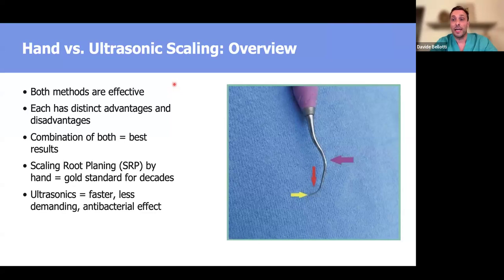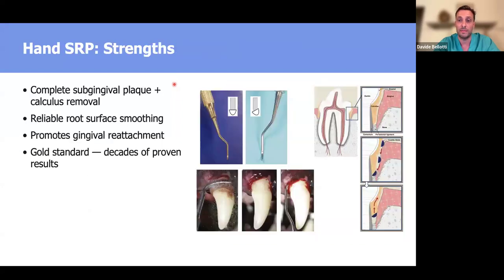Hand or ultrasonic scaling. Closed root planing can be done with hand, so with curette, or with ultrasonic scaling. Both methods are effective. There are many studies about it. Each method has distinct advantages and disadvantages. In many books, many authors advise to do a combination of both to get best results. Hand scaling and root planing has been the gold standard for decades. Ultrasonic is faster, less demanding, and also has an antibacterial effect, and we'll see it later.